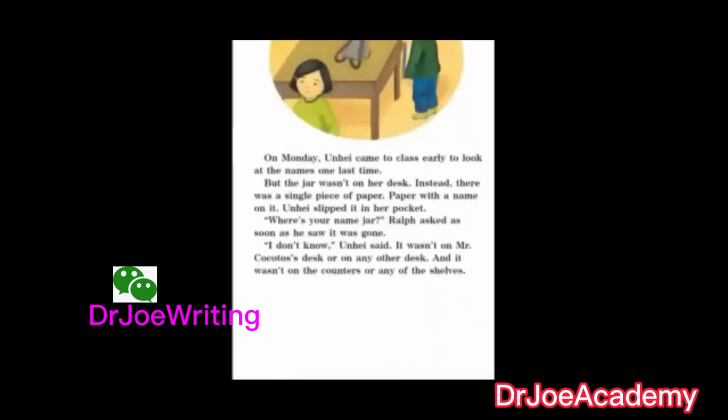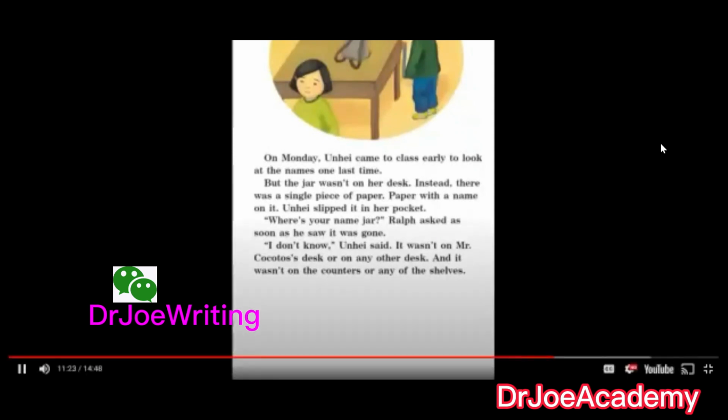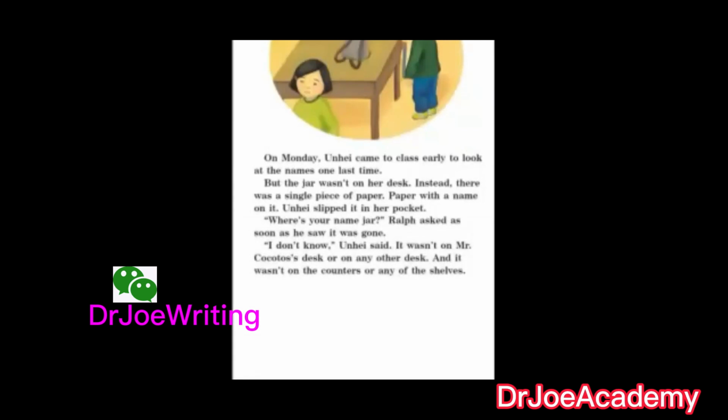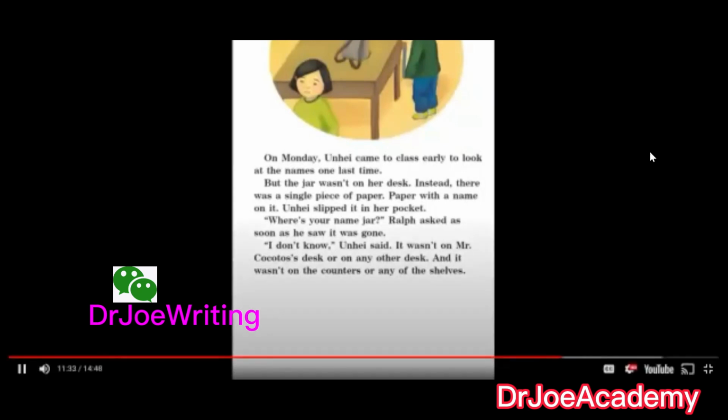On Monday, Eunhee came to class early to look at the names one last time, but the jar wasn't on her desk. Instead, there was a single piece of paper with a name on it. Eunhee slipped it in her pocket. Where's your name jar? Ralph asked as soon as he saw it was gone. I don't know, Eunhee said. It wasn't on Mr. Kokoto's desk or on any other desk, and it wasn't on the counters or any of the shelves.